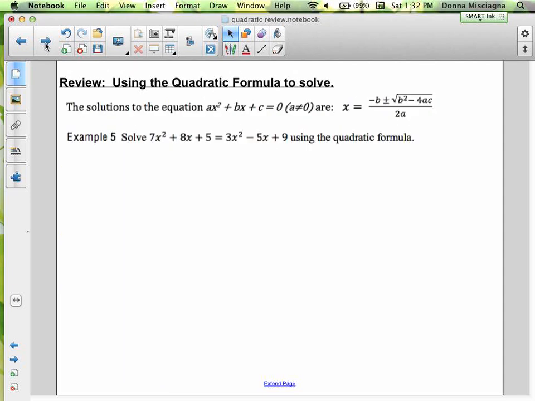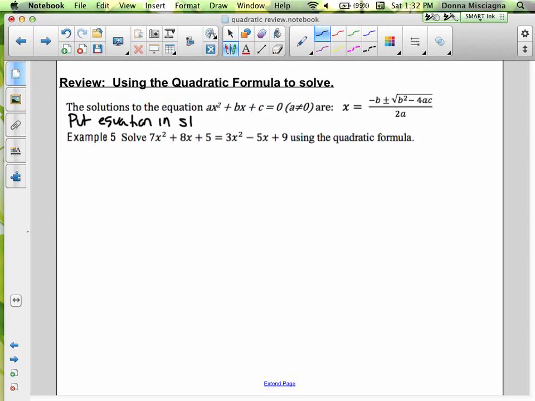quadratic formula, and this one is in your notes. Just like factor by grouping, your equation has to be in standard form, right? So our first step is going to be put the equation in standard form. All right, so that means let's move everything to the left side. We could move it to the right, but that would be silly because then our x squared would be negative, and we don't want a negative x squared. So we're going to move everything to the left.